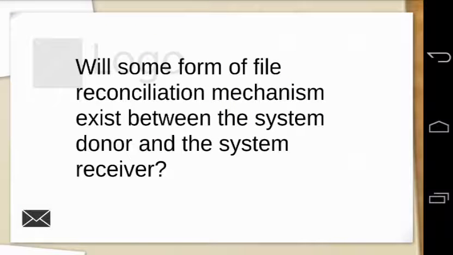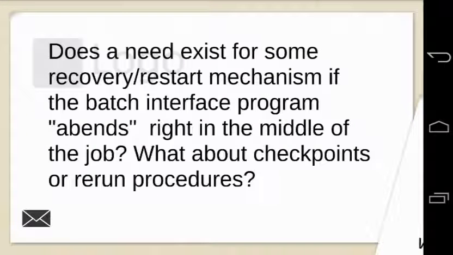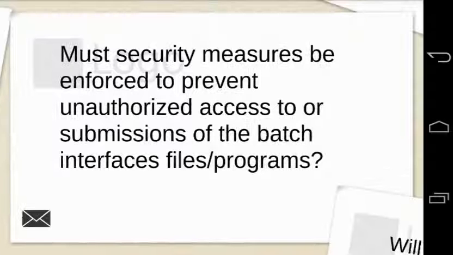Fourth, will some form of file reconciliation mechanism exist between the system donor and the system receiver? Fifth, does a need exist for some recovery or restart mechanism if the batch interface program abends right in the middle of the job? What about the checkpoints or rerun procedures? Sixth, must security measures be enforced to prevent unauthorized access to or submissions of the batch interfaces, files, or programs?